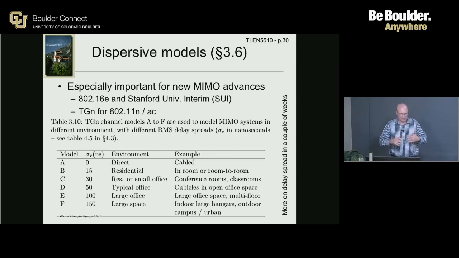And I didn't go into too many details. There's a great paper on TGN for 802.11n and AC, and you've probably seen more of it in 5520, where they basically say there are packets arriving. There's an exponential distribution of them. They arrive from different directions, and with that, the model can be used to explain different things. Those dispersive models are very popular for wireless LAN, but are not really used in the wireless industry.